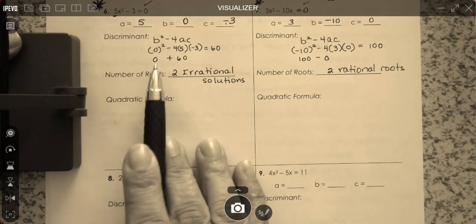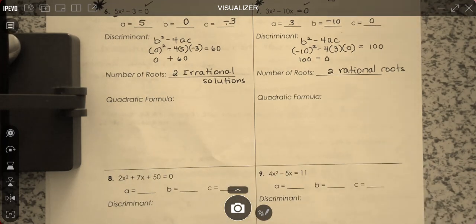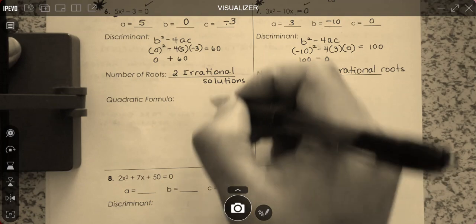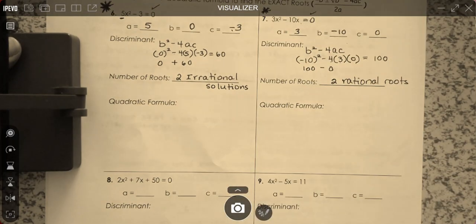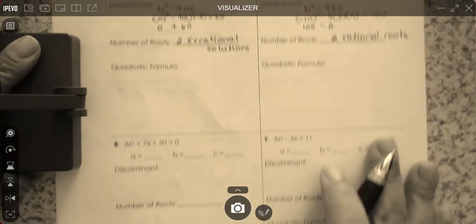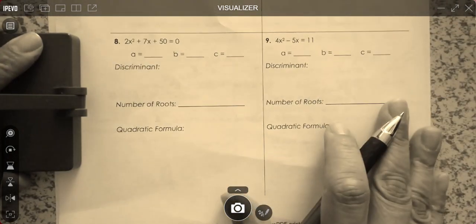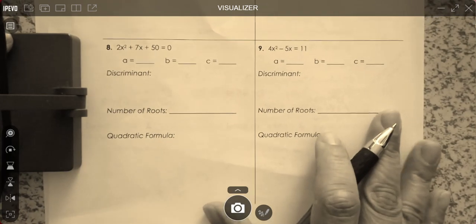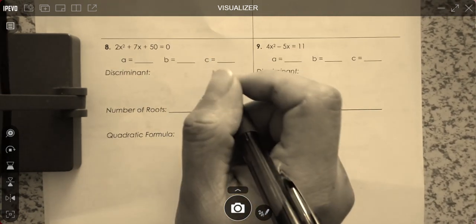Just like I did over here, I put 0 plus 60. I just wanted to be complete, not like some of my students that just write a 7, 8, and then it showed no work, right? Yeah. Here we go. Be thorough. Spell thorough.